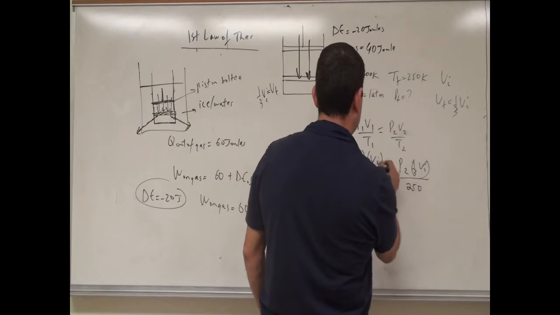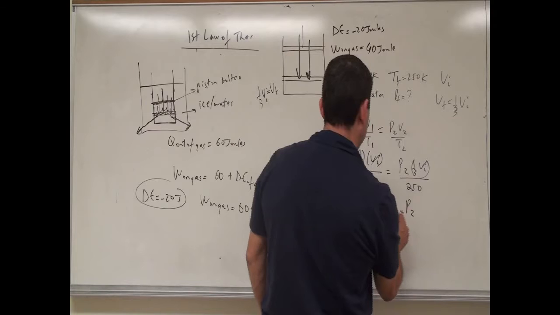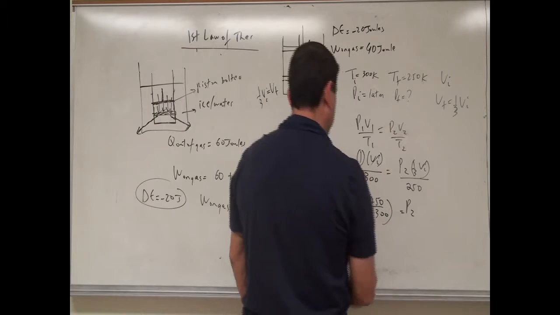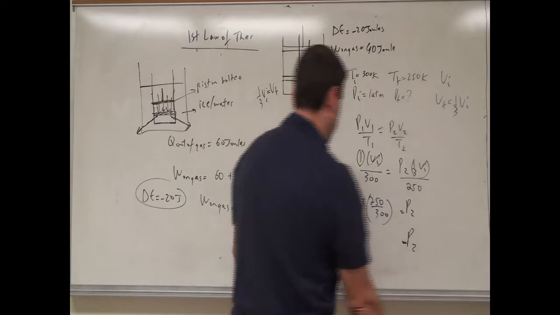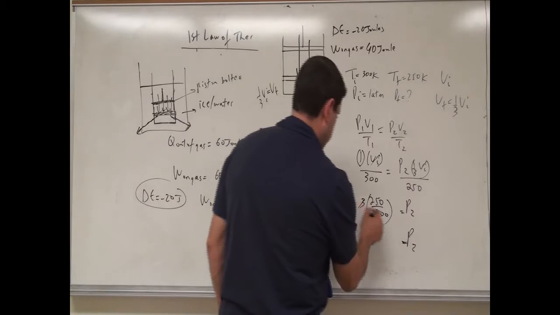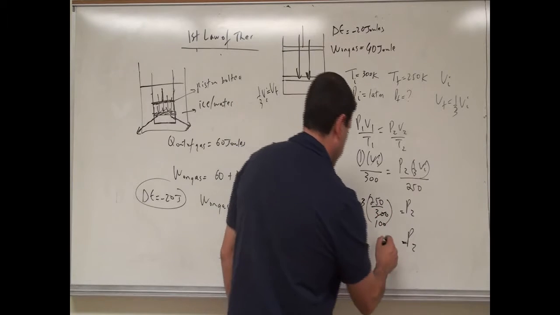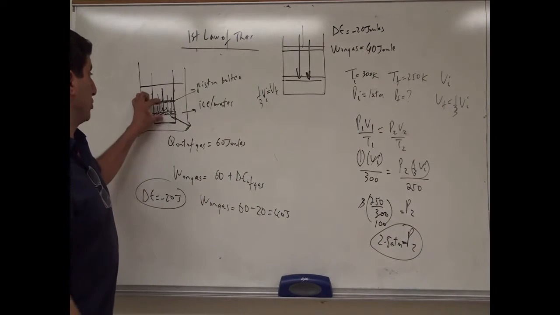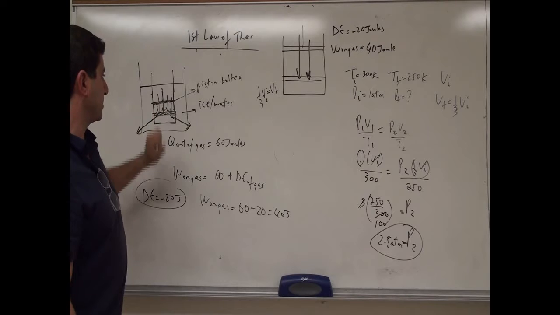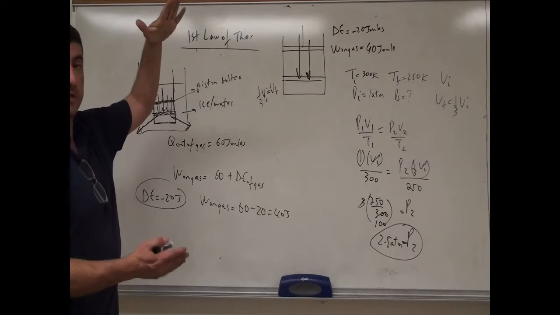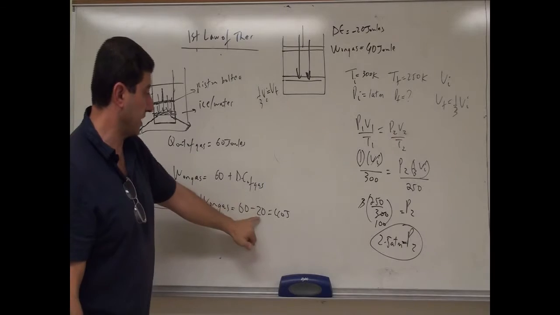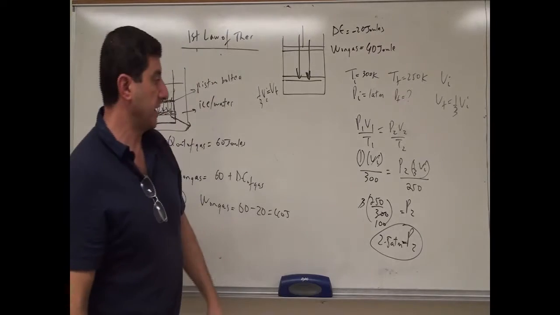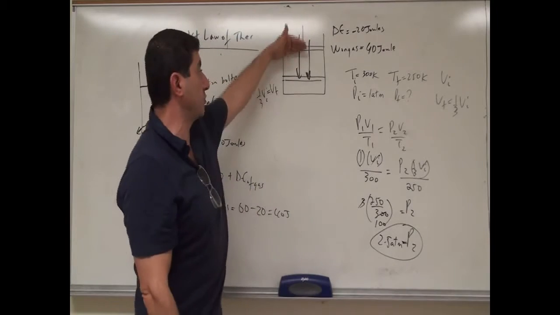Okay, so then the V initial cancels, and then P2 is going to equal 250 over 300 times 3. So P2 is going to equal, this one cancels this 100, 250 over 100, 2.5 atmospheres. Okay, so in that case, you put the container of gas in ice, it loses heat, its change in internal energy is negative 20, it cools down from 300 to 250, and then the pressure goes way up, and then the volume drops a lot.